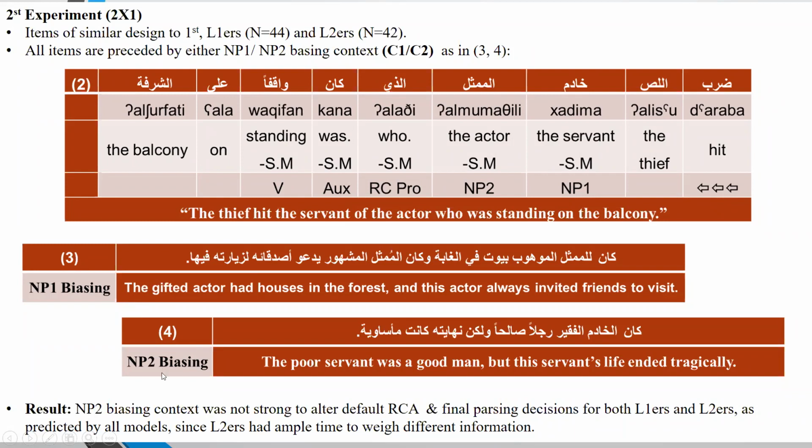The second context was MP2 biasing. The poor servant was a good man, but the servant's life ended tragically. And then they see sentence 2. Now, the prediction is that the context is going to change the performance of both native speakers and second language learners, but that didn't happen. And that is actually predicted by all the models of L2 parsing, because the L2ers have ample time to weigh different information.